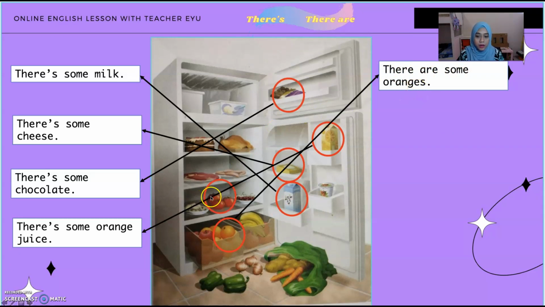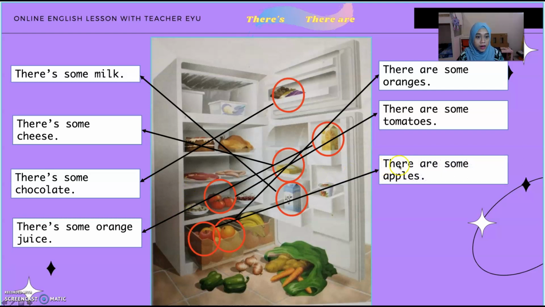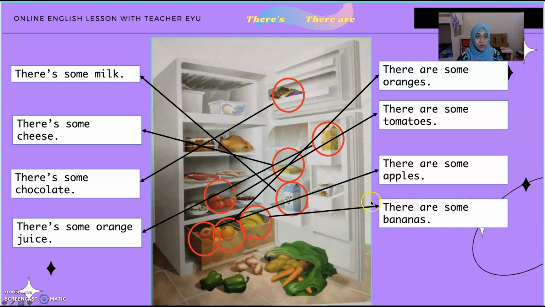Tomatoes. Tomatoes is countable, boleh kira. 1, 2, 3. So we use there are. There are some tomatoes. Apples. Apples are also countable, boleh kira. So if it's countable, we use there are. So there are some apples. Okay, last one, bananas. Bananas are also countable, so we use there are. There are some bananas. Alright?